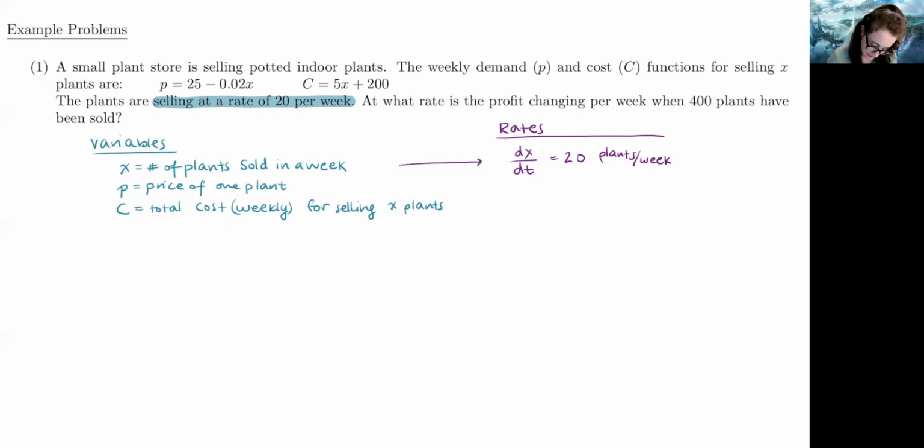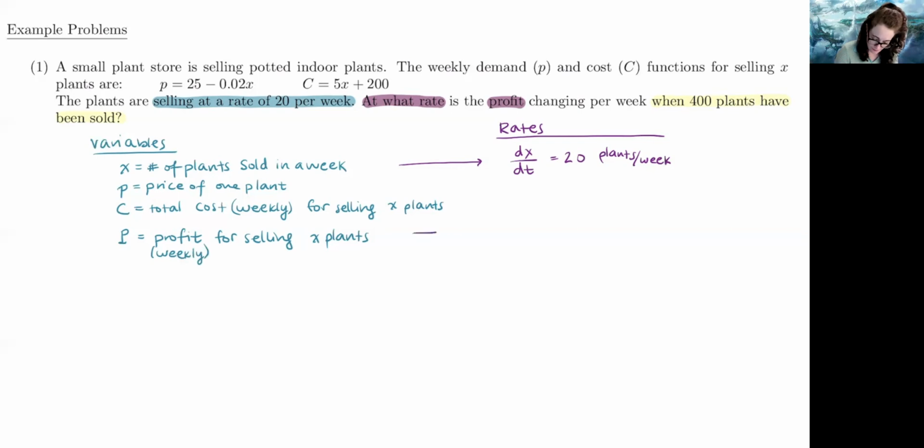Then it asks us at what rate is the profit changing per week when 400 plants have been sold? So we want to eventually find the rate of change of the profit. We don't have rates for the price and the cost. We're not talking about those at all. That's okay. We do want to find the rate of change of the profit. So we're going to need a variable over here for profit. Let's call that capital P. So this is profit for selling X plants. Profit, I guess, weekly.